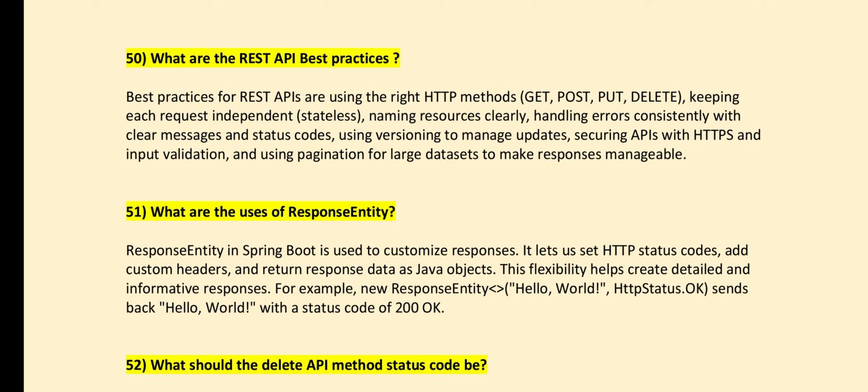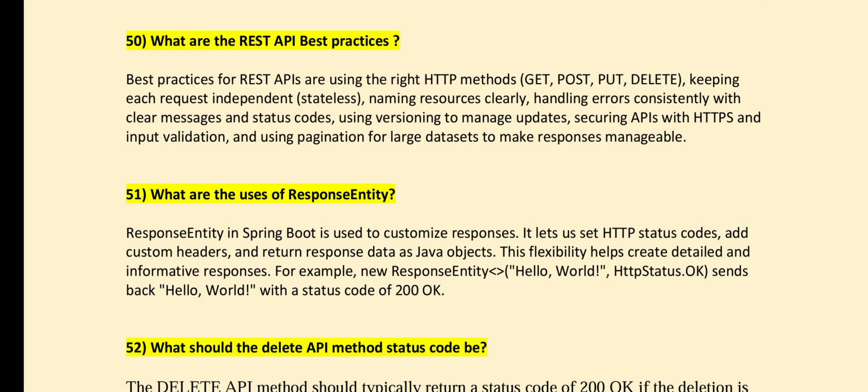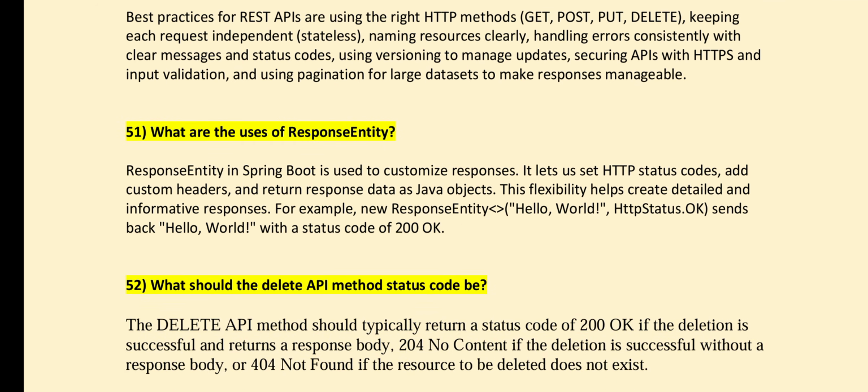What are the uses of ResponseEntity? ResponseEntity in Spring Boot is used to customize responses. It lets us set HTTP status codes, add custom headers, and return response data as Java objects. This flexibility helps to create detailed and informative responses. For example, new ResponseEntity with a diamond operator, and inside that we are passing a text, that is hello world, and we are giving an HTTP status as OK, and it sends back hello world with the status code 200 OK.